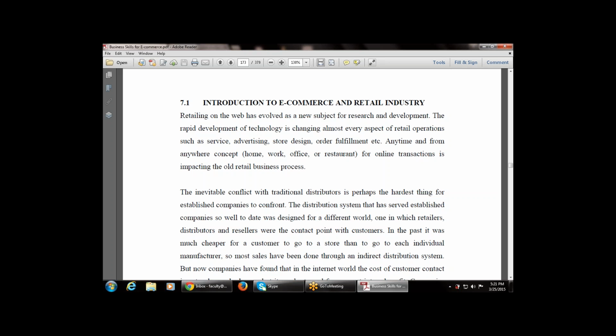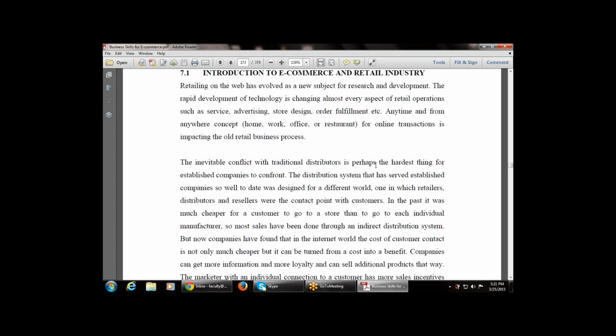Anytime and from anywhere concept for online transactions is impacting the old retail business process. Like we have studied in the banking industry, that is anytime and from anywhere. In the same way, here also the anytime and from anywhere concept, either from home, work, office, restaurants, anywhere you can make online transactions for the retailing process. The inevitable conflict with traditional distributors is perhaps the hardest thing for established companies to confront.